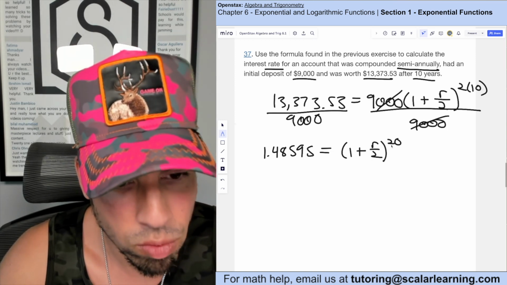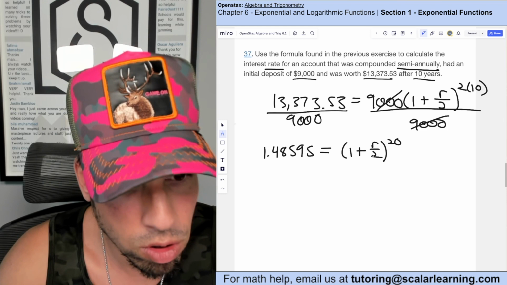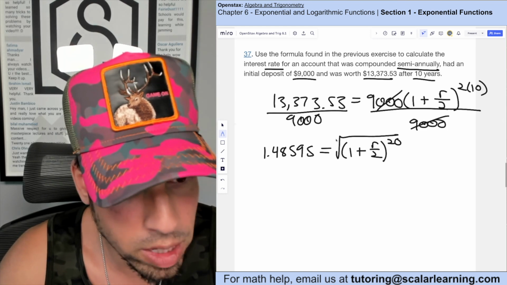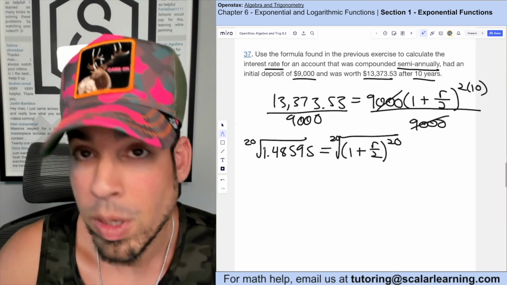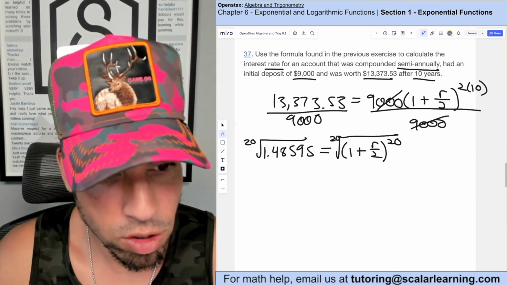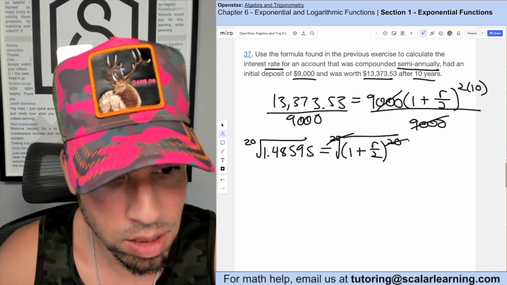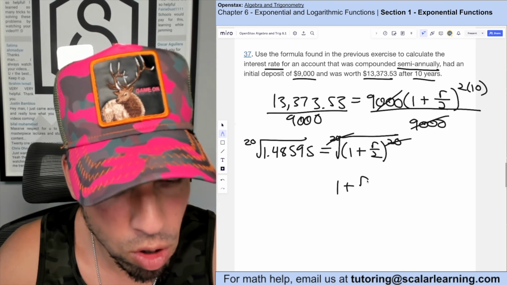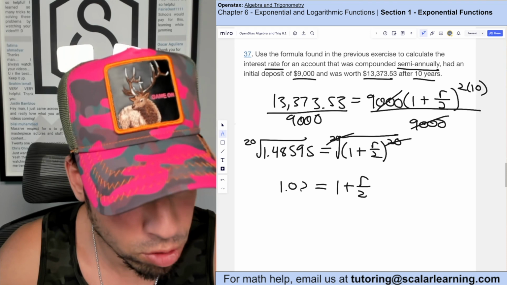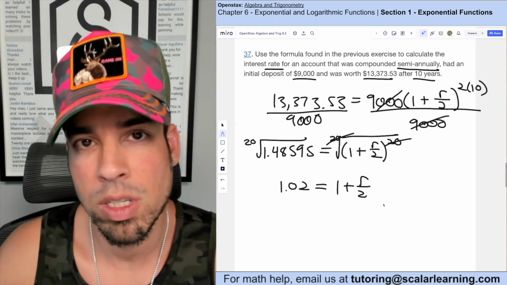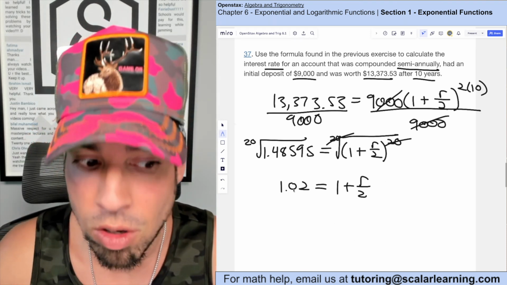Now to get rid of that 20th power, or undo this, I'm going to take the 20th root of both sides. Again, I'm going to use my calculator to do that. Taking the 20th root, by the way, is the same thing as raising this to the 1 over 20th power. And this is going to cancel out on this side. And then I have 1 plus r over 2 equals, and we basically get 1.02, right? We get a bunch of zeros, and it's a slight approximation, but it's pretty darn close to this.